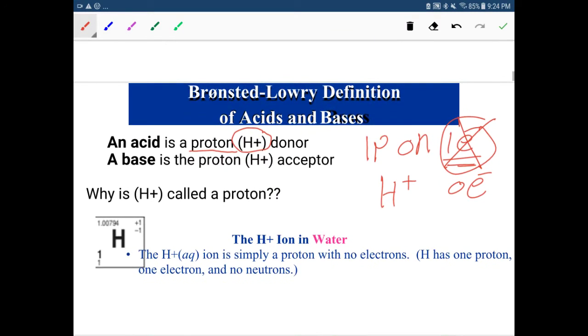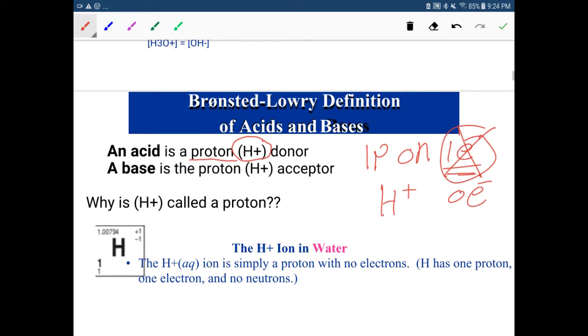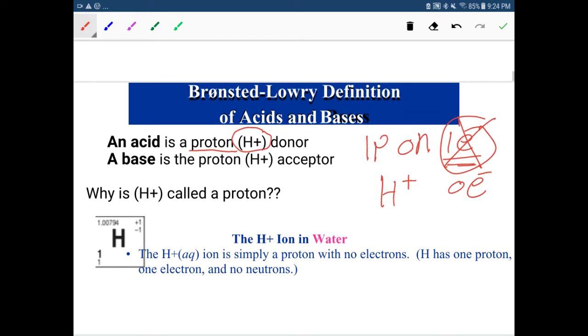Also, just a quick review of the Arrhenius theory of acids and bases. The Arrhenius theory said that an acid is any substance that produces or increases the H plus concentration when added to a solution. So for example, HCl, when it's added to a solution, will produce H plus ion plus Cl minus. So that was the Arrhenius acid.